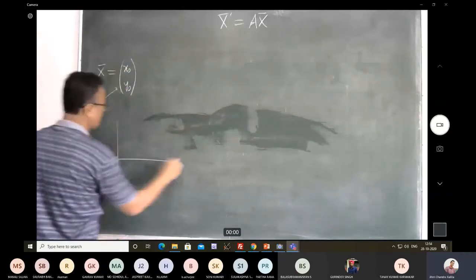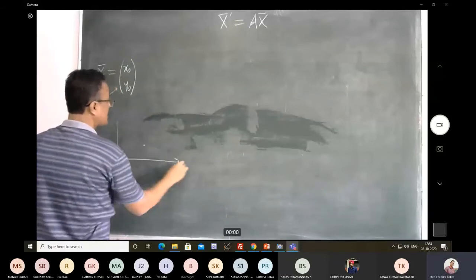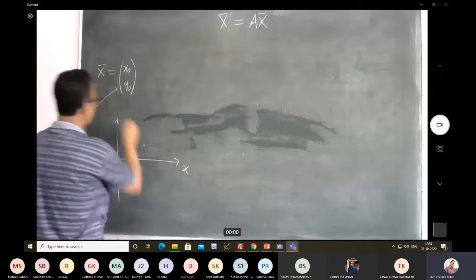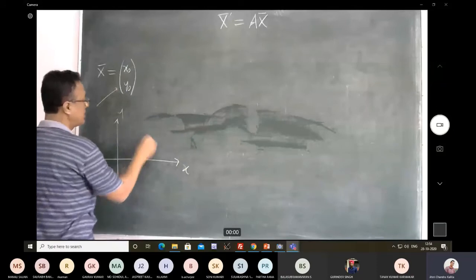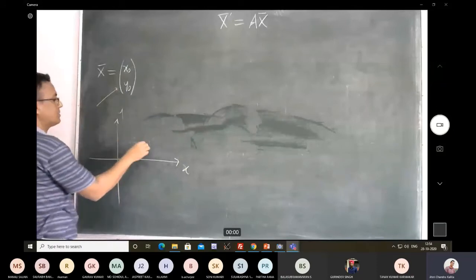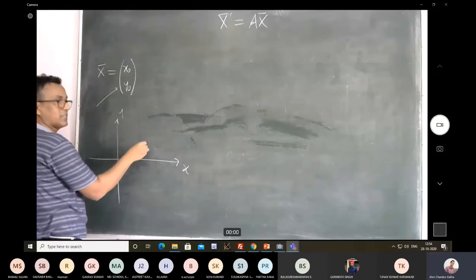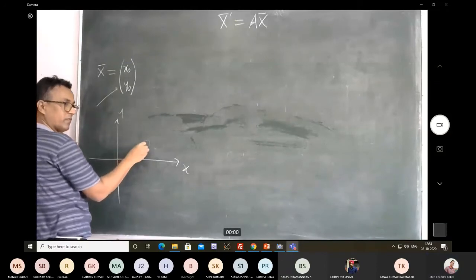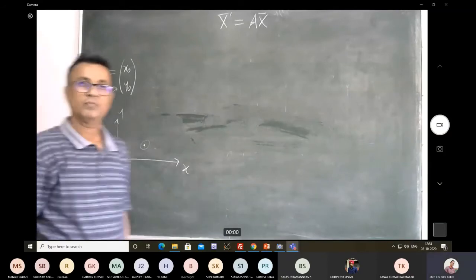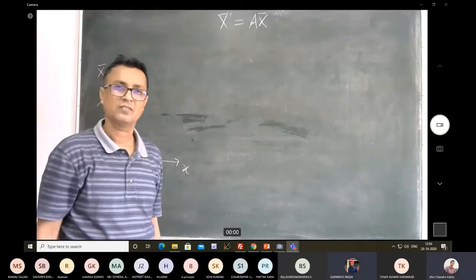Some point in the phase plane, where the point is such that the solution doesn't evolve there, it remains there. Is it okay? Fine?